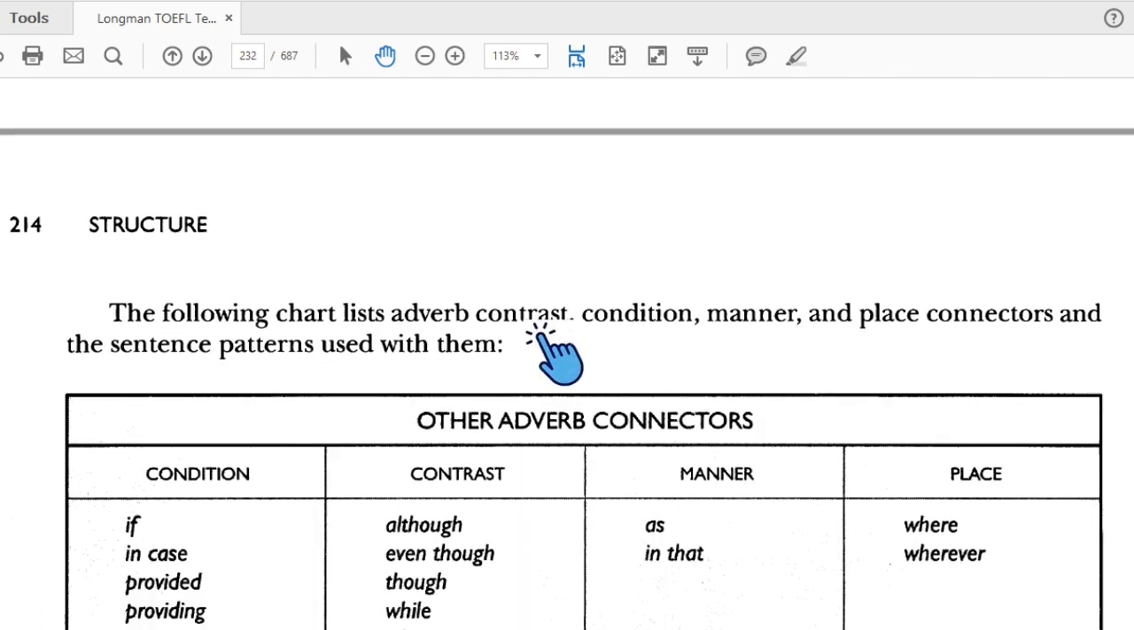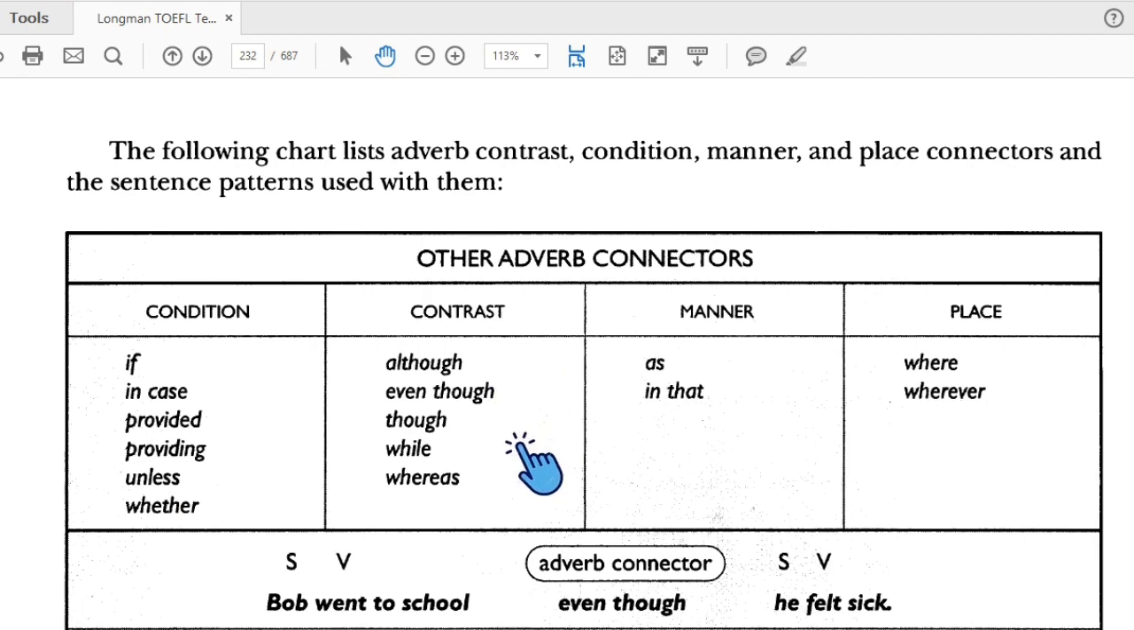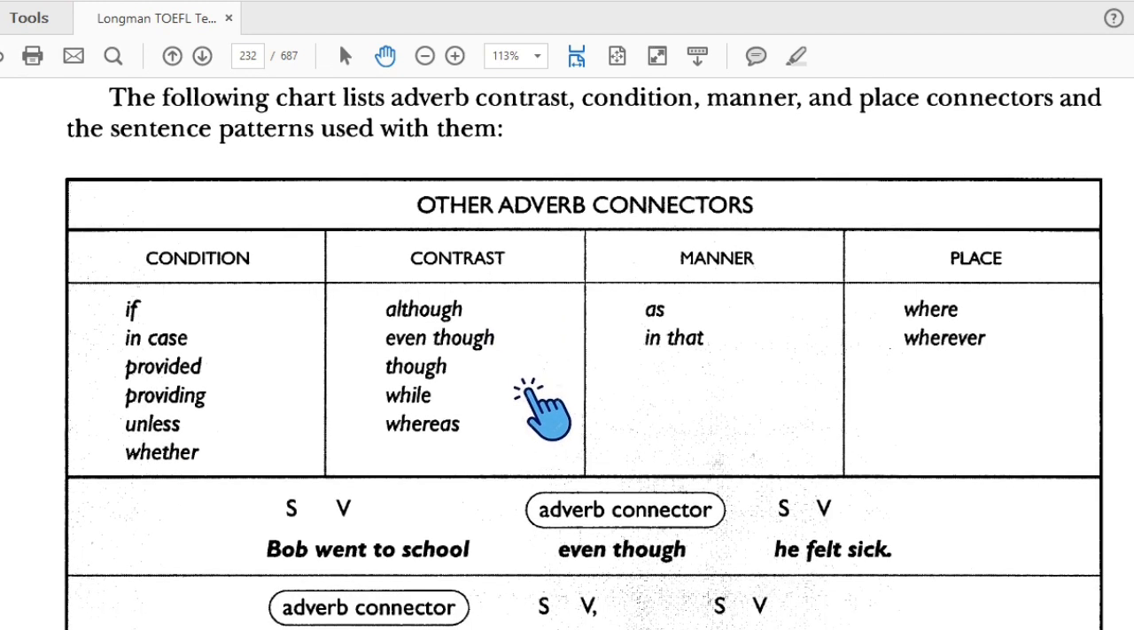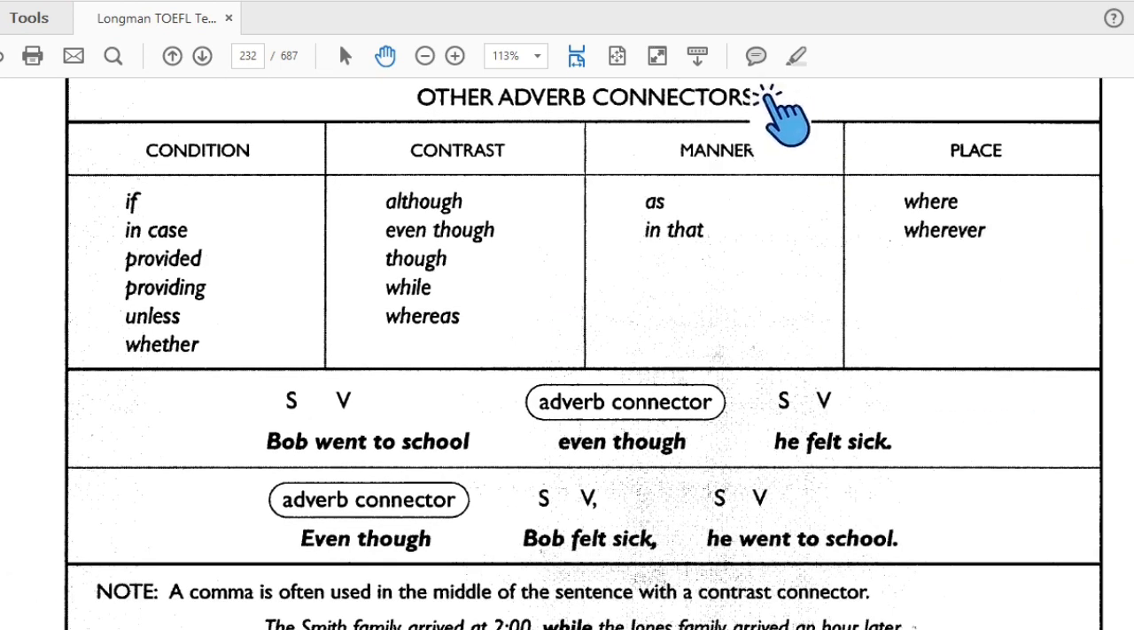So let's go into the conclusion. You have to memorize this one, guys. The following chart lists adverb connectors of contrast, condition, manner, and place, and the sentence patterns used with them. Condition: if, in case, provided, unless, whether. Contrast: although, even though, while, whether. Manner: as, in that. Place: where and wherever.